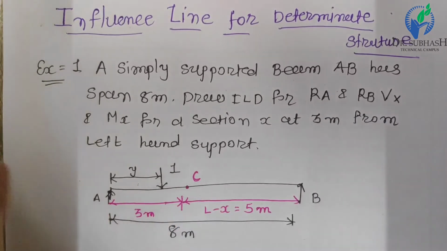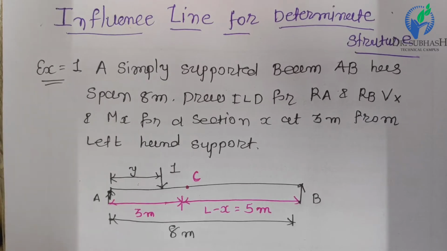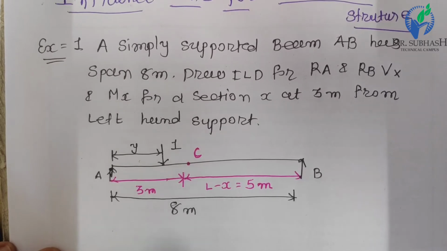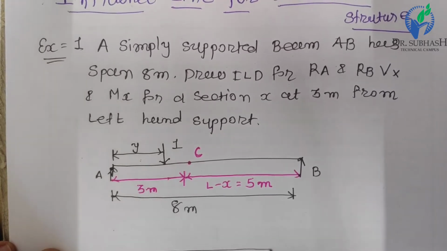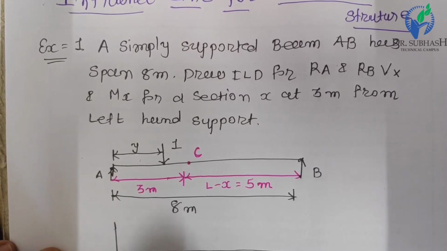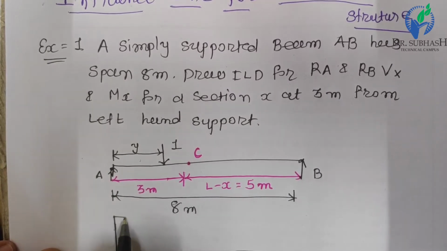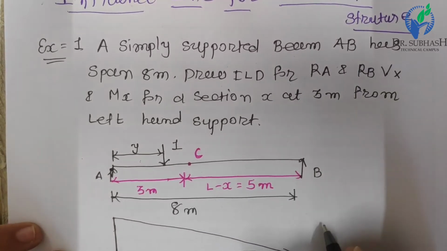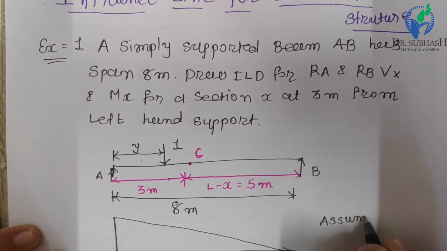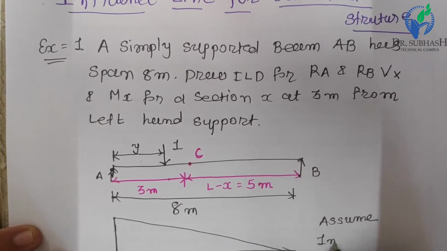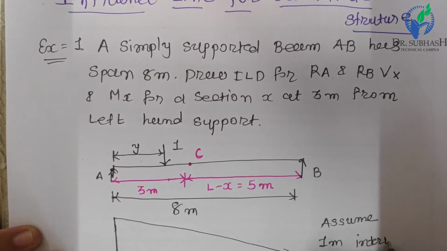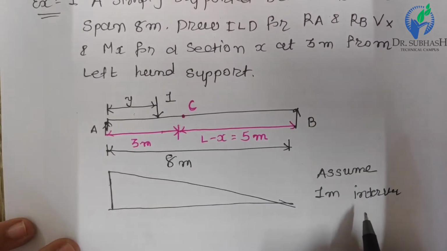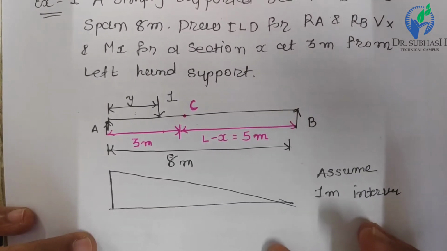Now first we draw the influence line diagram for RA. We know the equation of RA, and the shape of the influence line diagram should be a triangle. Now the interval is not given, so we have to assume a 1 meter interval to draw the influence line diagram.